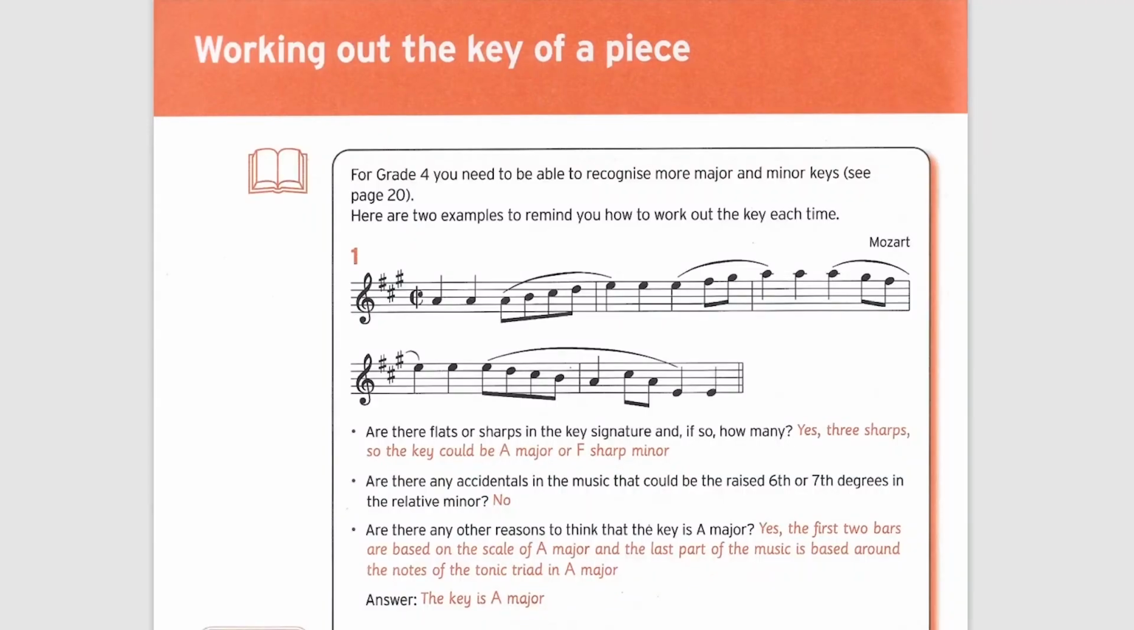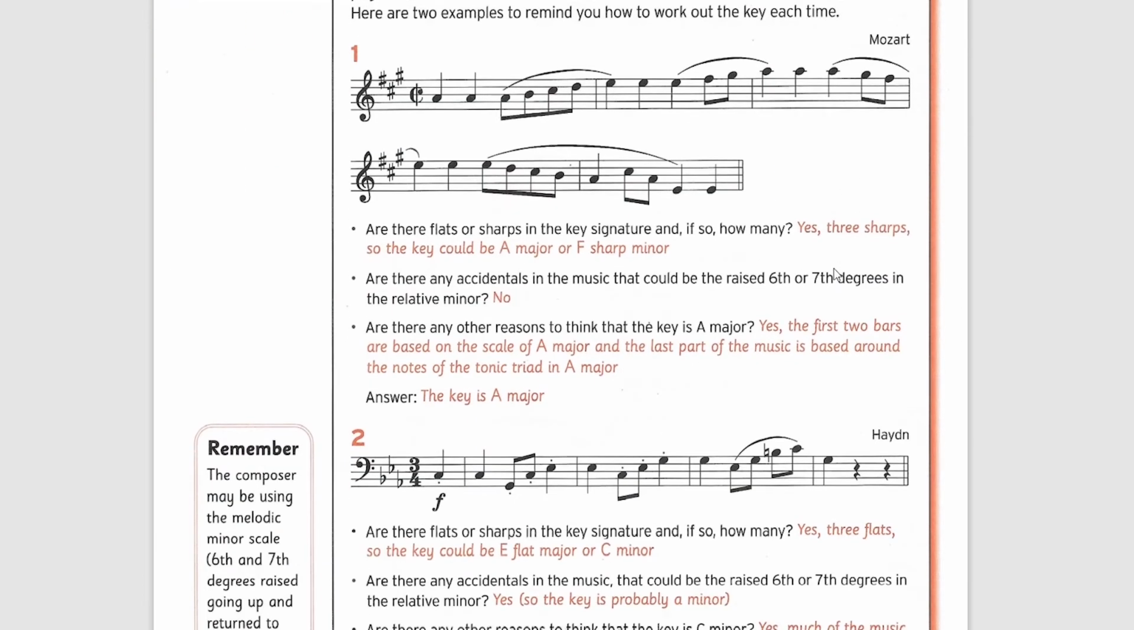Hello friends, today we are going to do our next topic, that is working out the keys of a piece. You can see these two examples over here, and in these examples they have told us how we can find the key. Okay, so in the first example you can see they have said that there are sharp key signatures. You have to check the key signature first.